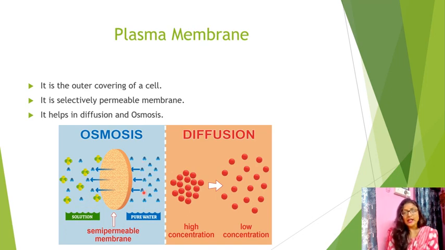So where the concentration of water molecules is high, from this side the particles of water will move towards the other side where the concentration of water is low. This process is called osmosis, and the semi-permeable membrane helps these particles pass.